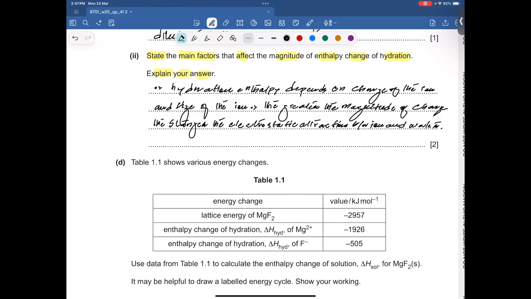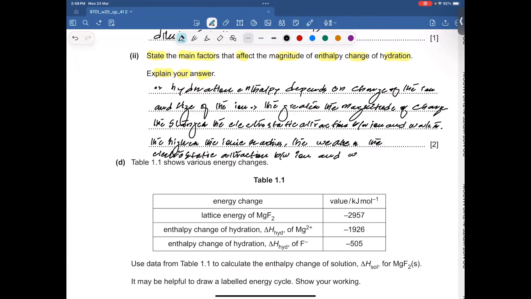Okay. The higher the ionic radius, the weaker the electrostatic attraction between ion and water.